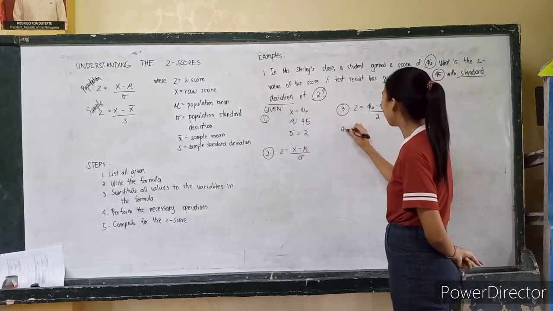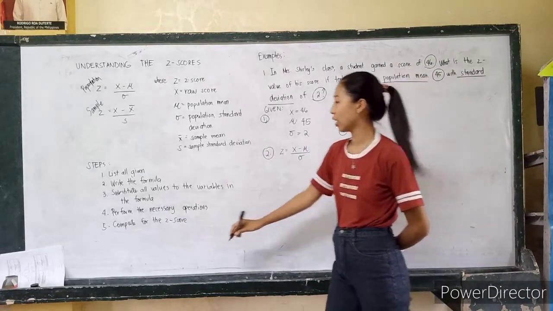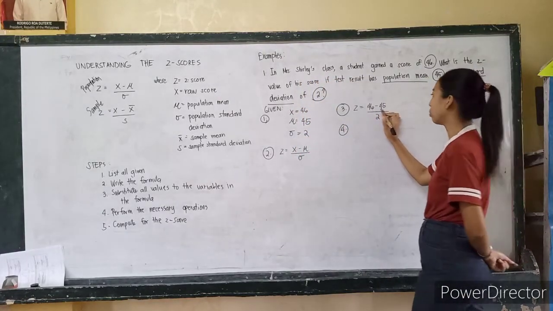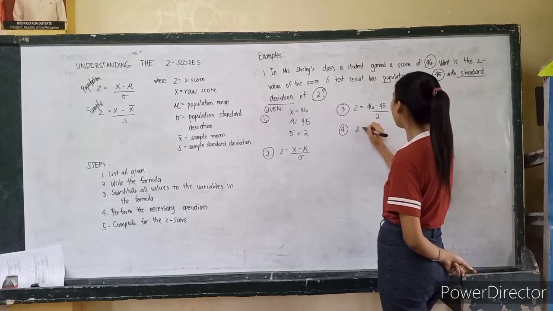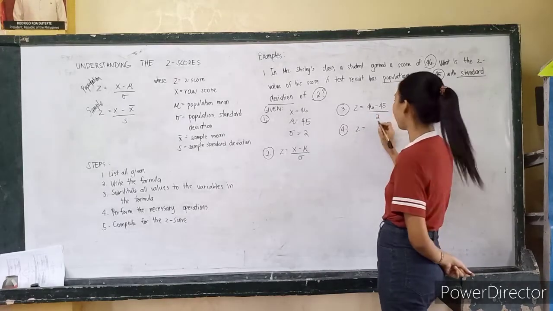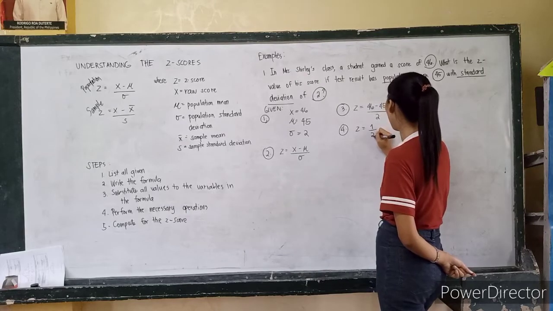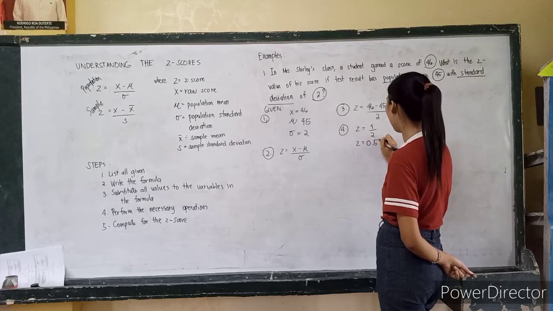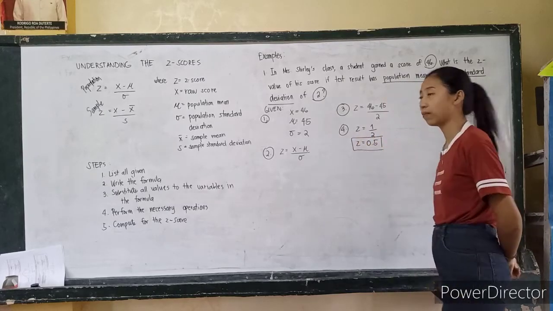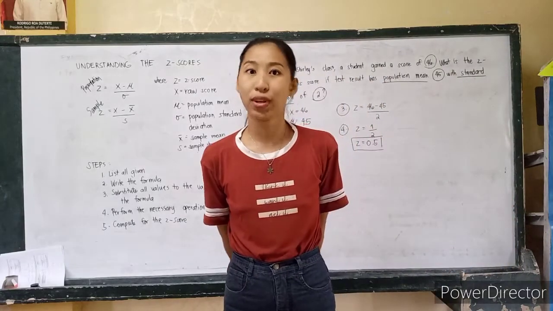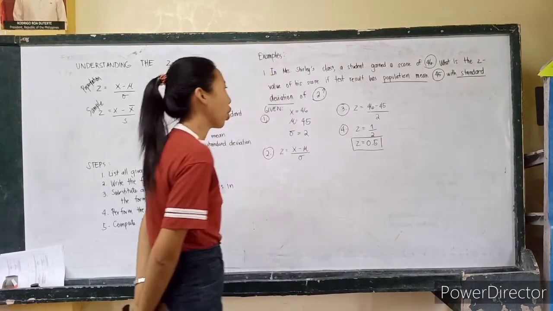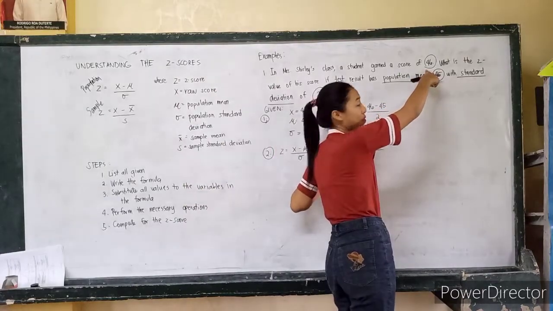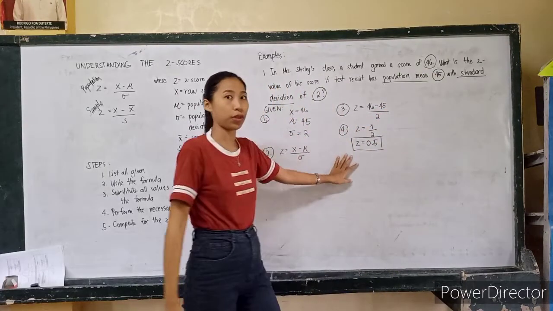After that, step 4, perform the necessary operations. First, let us, of course, subtract. So, 46 minus 45 is equal to 1 over 2. 1 over 2 is equal to 0.5. Clear? I hope so. So, therefore, ang 46, kung ato siyang himuon nga z-value, it will become 0.5.